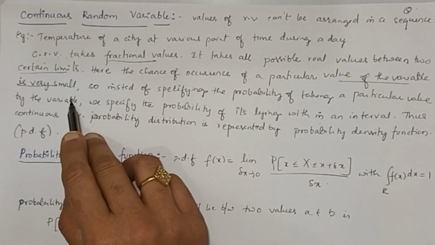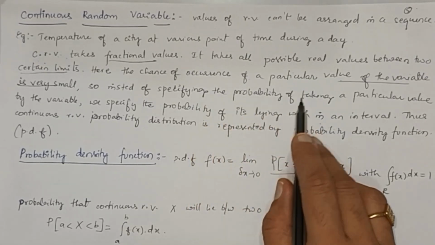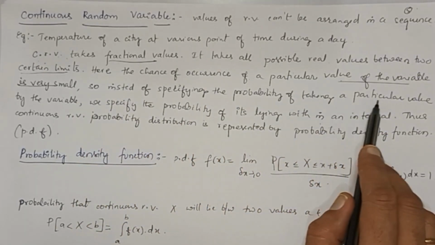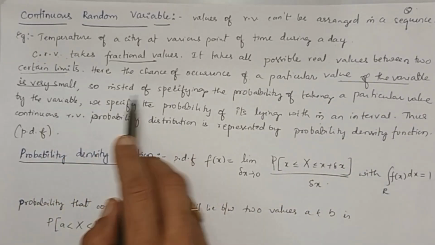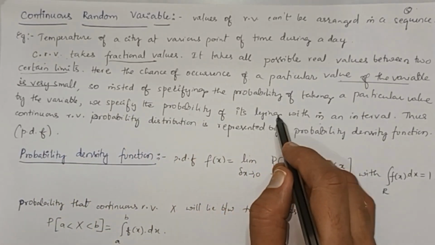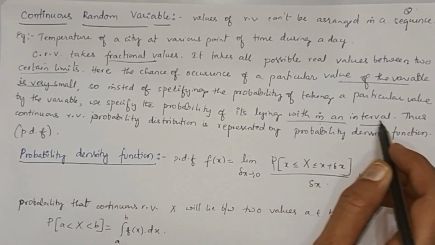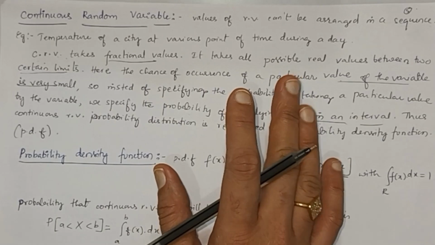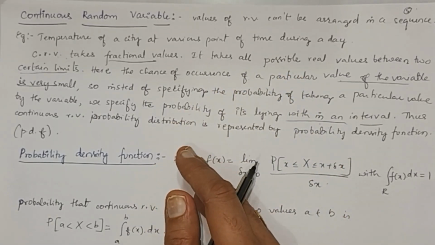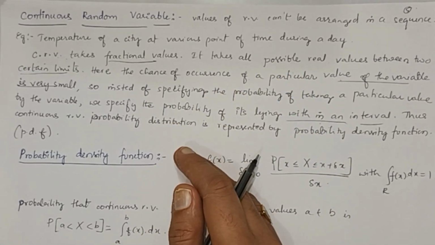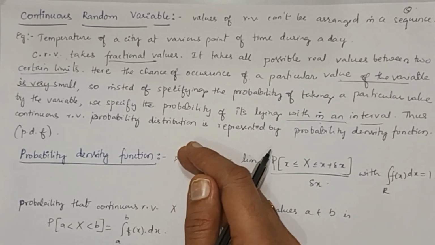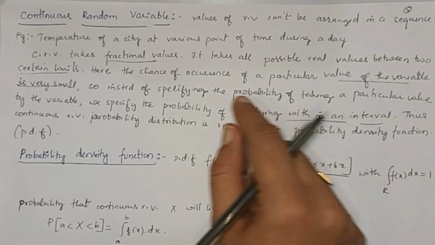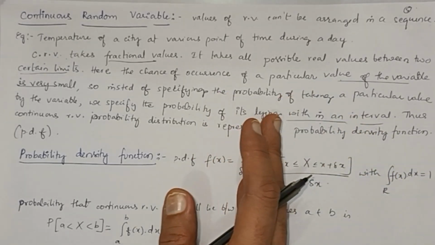So in this case we don't find the probability of a particular value. Instead of specifying the probability of taking a particular value by the variable, here we specify the probability of it lying within an interval, within 4 to 4.5. Within that range, what is the probability of having height 4 to 4.5? We find it in that way when you have a continuous variable, because if you go with each and every particular value within that interval, its probability is very very small.